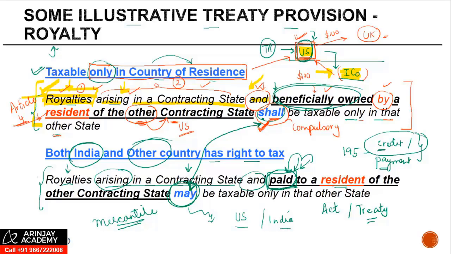Which brings us to a very important point, not only from a taxation of royalty and FTS, but some other cases as well. Wherever the language used is the royalty arising in a contracting state and paid, what this does is, this actually restores the right to tax or the right to opt for taxation to a non-resident only when they receive royalty or FTS. If it is only accrued, not paid, then it should not be taxed in the hands of the non-resident.